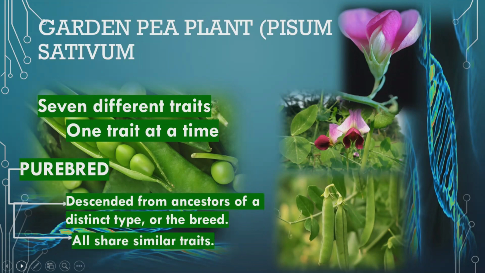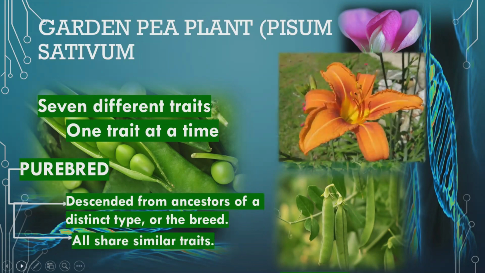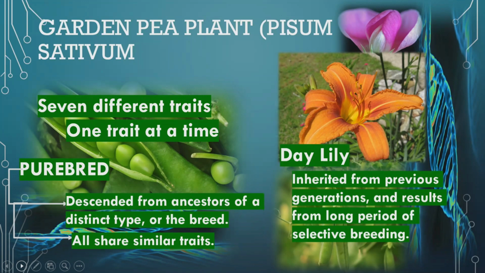For example, a certain variety of daylily may have a particular flower color. This trait is inherited from previous generations and results from a long period of selective breeding. Mendel produced purebred varieties of pea plants through selective breeding. He chose plants that were tall, for instance, and bred them together. These plants produced seeds, which Mendel planted and grew. Some of these plants grew tall and some were short. Mendel selected only the plants that grew tall and bred them.